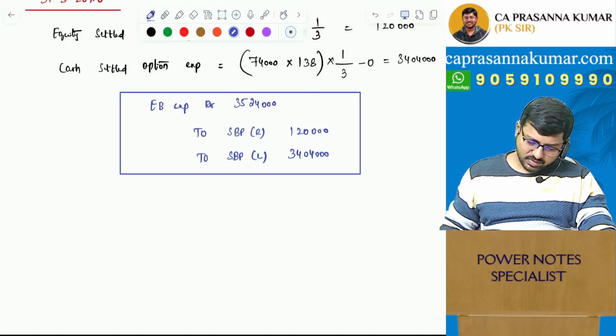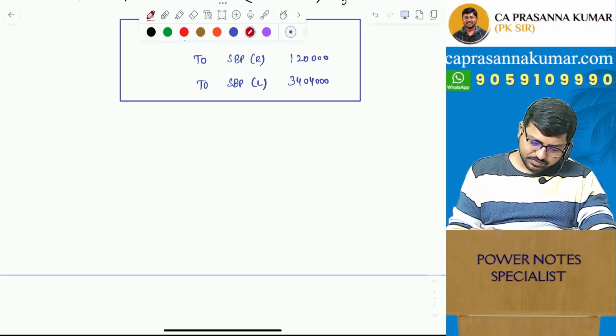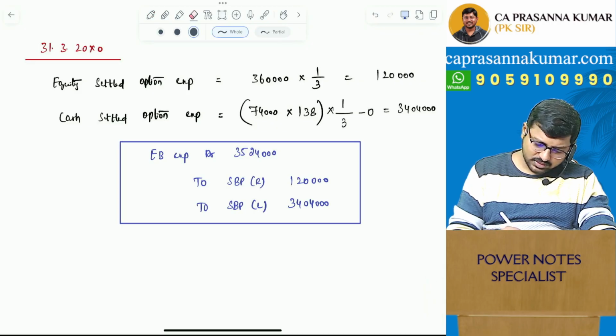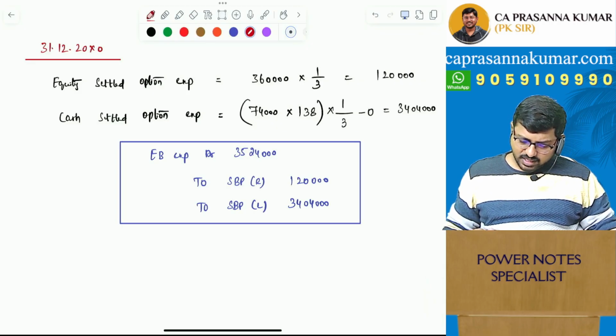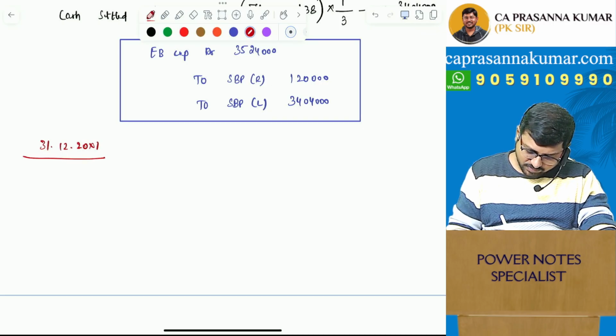Chalo. Now 31st March 20x0 is done. What is the next date? Sorry, 31st December, right? They have taken it as calendar year. Why did I write 31st March? Anyways, 31st December 20x1. Next one.